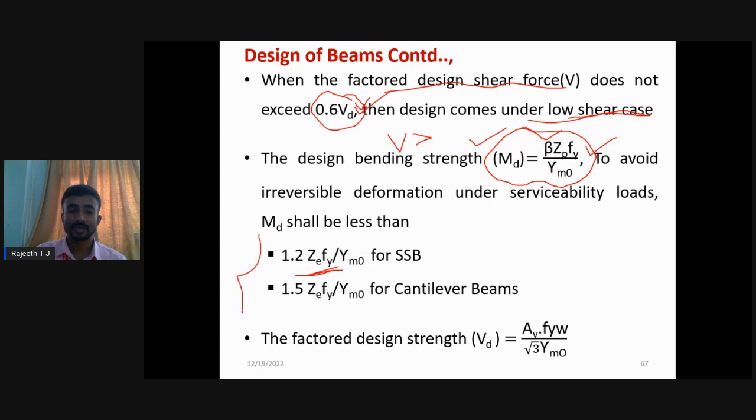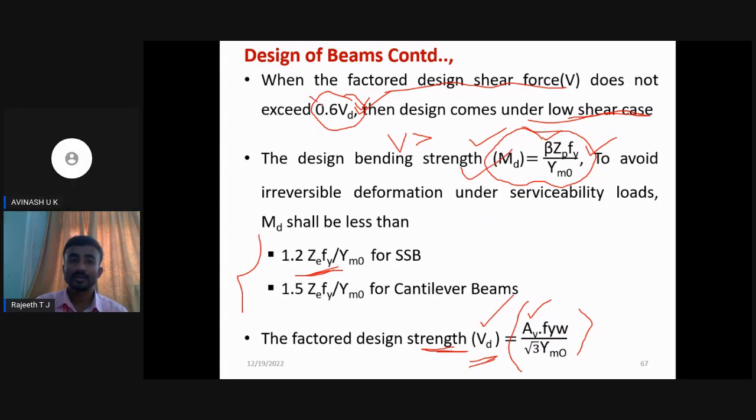Next, for a simply supported beam, the Md whatever you calculate using this formula, we should check with these two criteria for the serviceability. Also the factored design shear strength equals area into stress of the material: area is Av, yield stress Fy, divided by root 3 gamma m0. This is the shear strength and also the bending strength of the laterally supported beam under the low shear case, that is, when the design shear force does not exceed 0.6 VD.